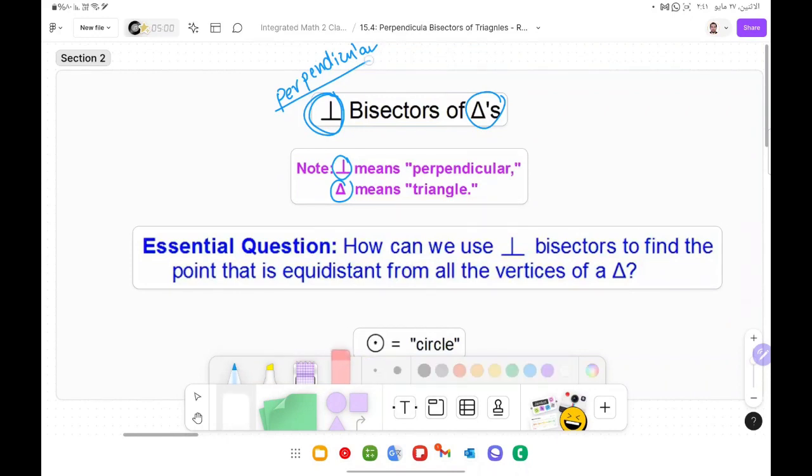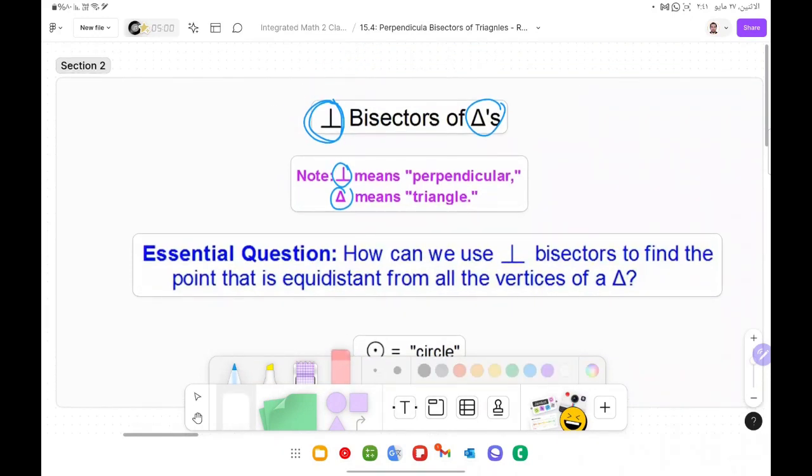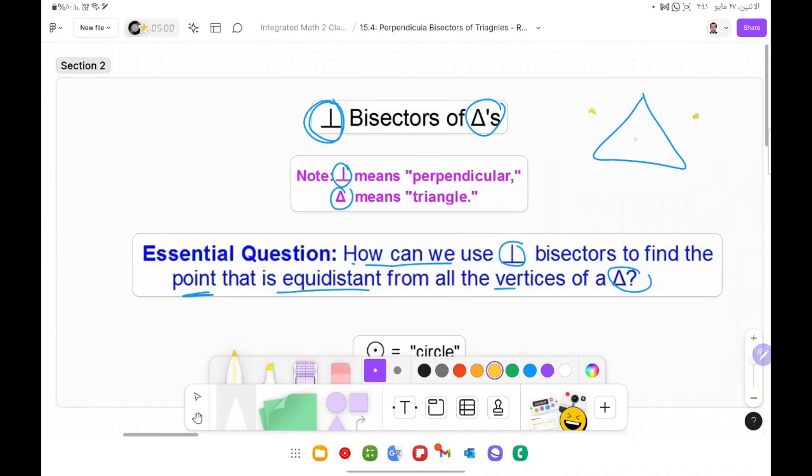Now we have here an essential question. Let's read it. How can we use perpendicular bisectors to find the point that is equidistant from all the vertices of the triangle? Meaning, if you have a triangle here, where should the point be? Should it be here, or here, or there? We need to know which one of these could be the point.